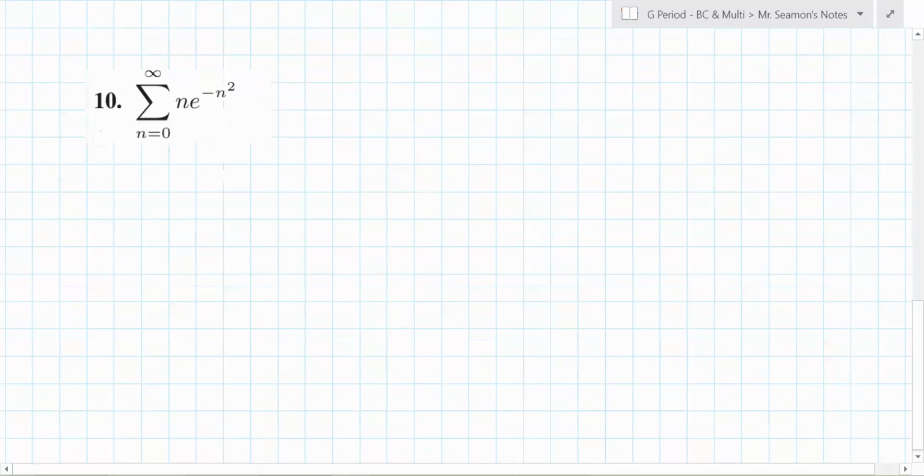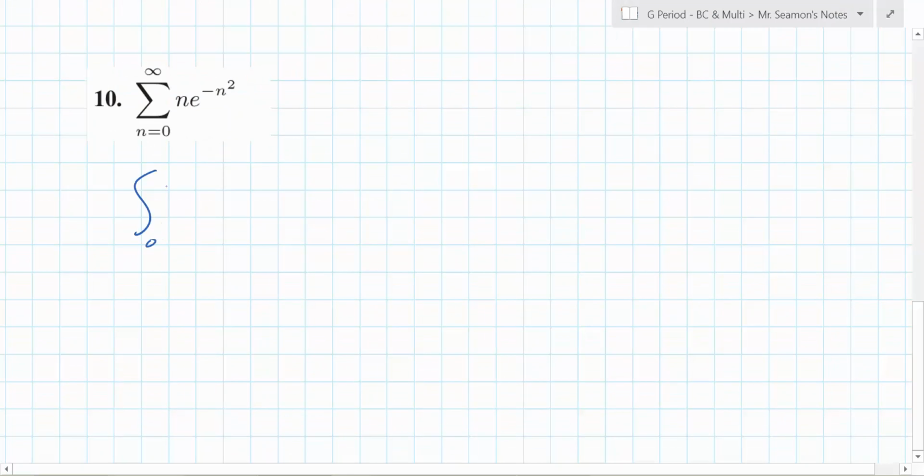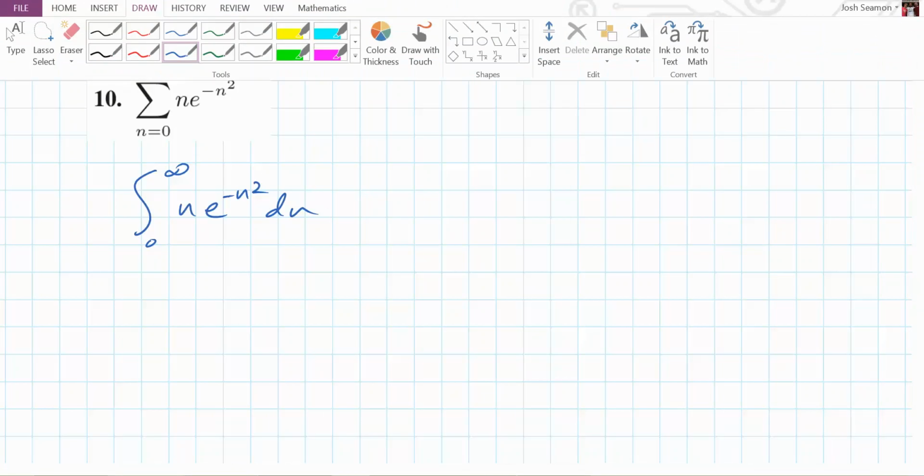What does the integral test tell you you need to do? Bingo. The integral from 0 to infinity of n e to the -n squared dn. n is the variable this time. Great. So you have to remember how to integrate that. Anybody remember how to integrate that? You can directly use u substitution on this one. What should u be?